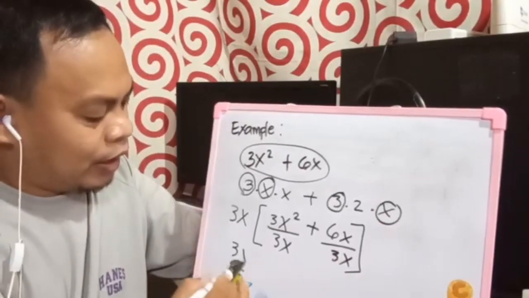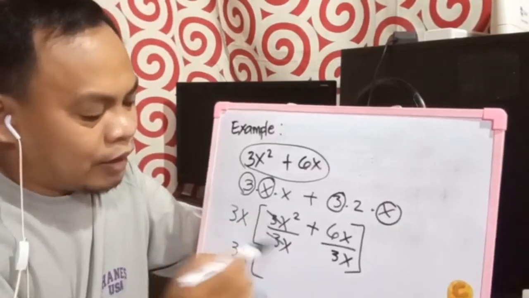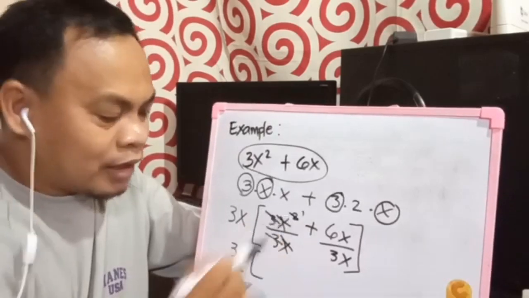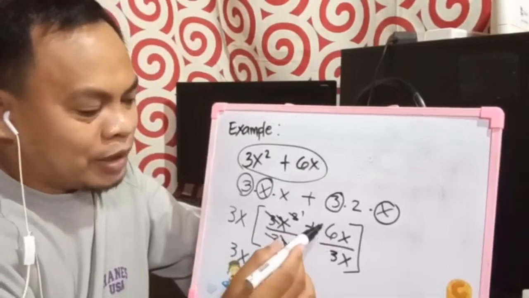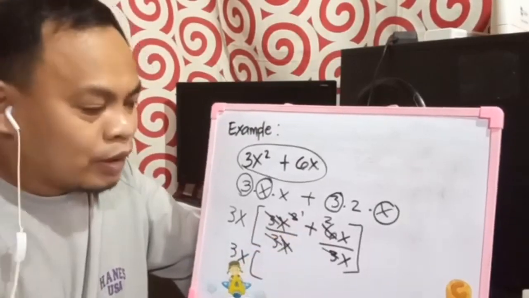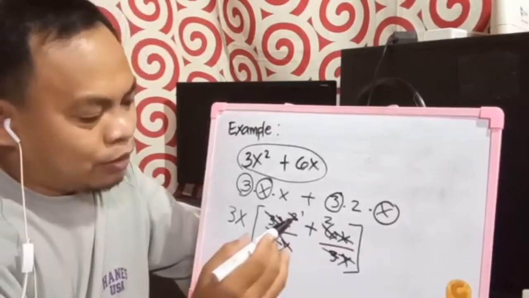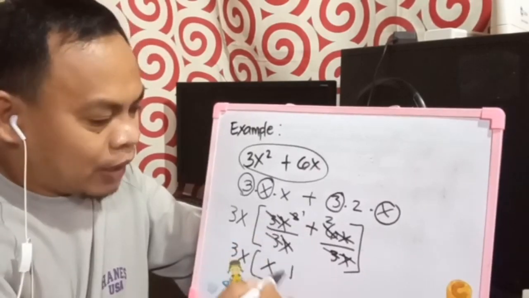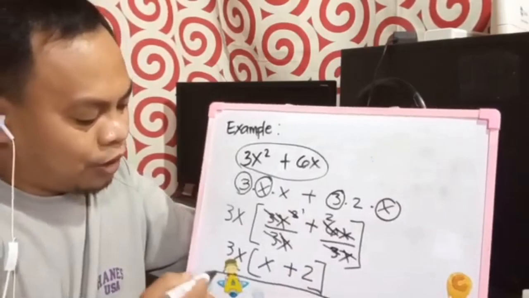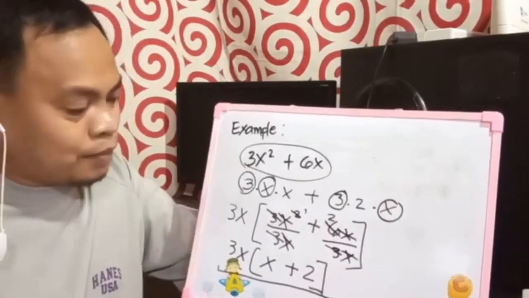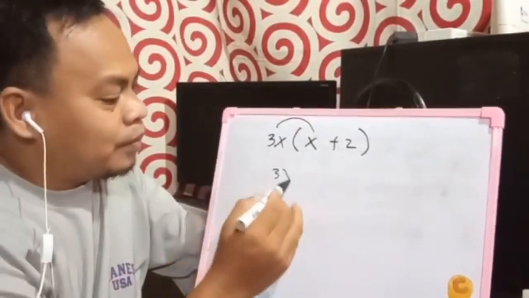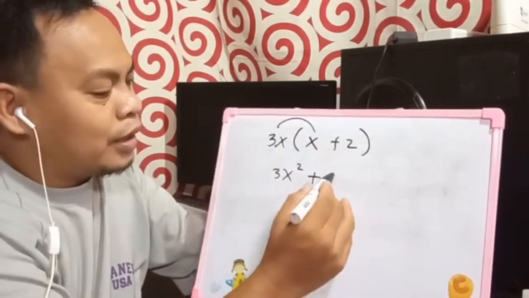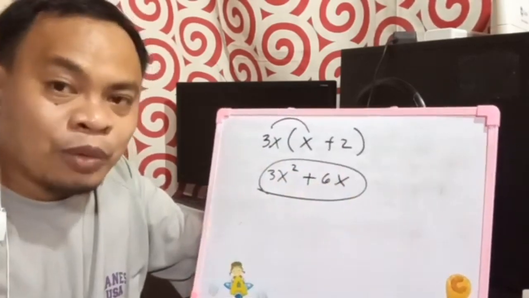So, simplify. So, we have 3 divided by 3, x divided by x. Dalawang x sa taas. So, meron pang isang natira. Then, sa kabila, we have 6 divided by 3. So, 2. And x divided by x. So, wala na. So, ang natitira ay, ano na? We have only one x here. Plus 2. So, this is now our answer. And to check this one, 3x times x, so that is 3x squared. Then 3x times 2 is 6x. Okay, so that is our answer.